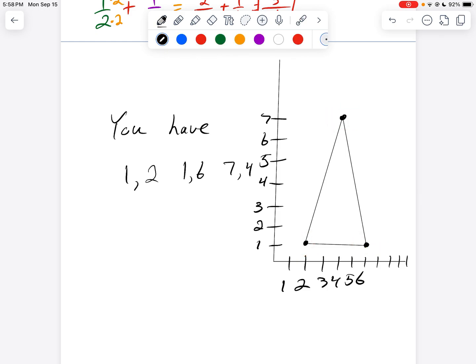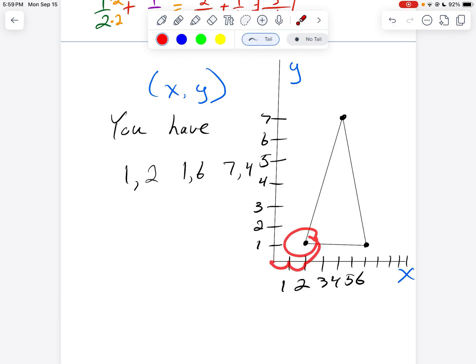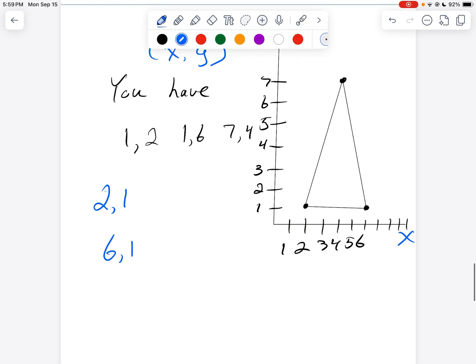Okay. Here's the deal with coordinate points. It's the x coordinate first, then the y. The x coordinate is the one that runs horizontal, side to side. The y coordinate is the one that runs vertical, up and down. So I want to know if this point down here, I have to go over 2, up 1. So my first coordinate point would actually be 2, 1. And you might be able to guess where I'm going with this. Instead of 1, 6 on the other one here, this would be 6 over, then 1 up. So that means we would want to put 6, 1 for that one.